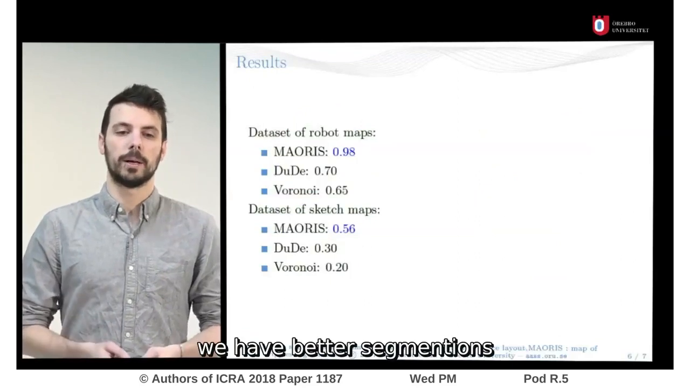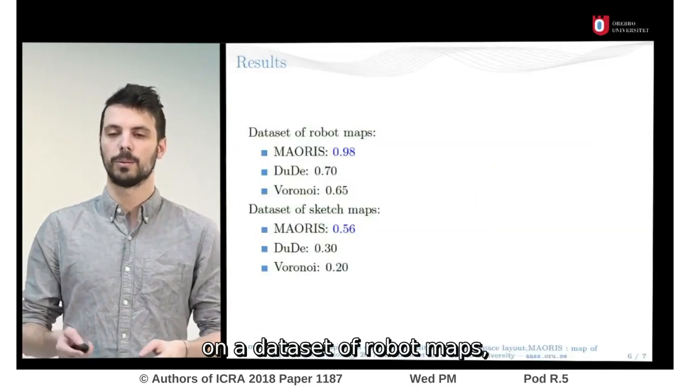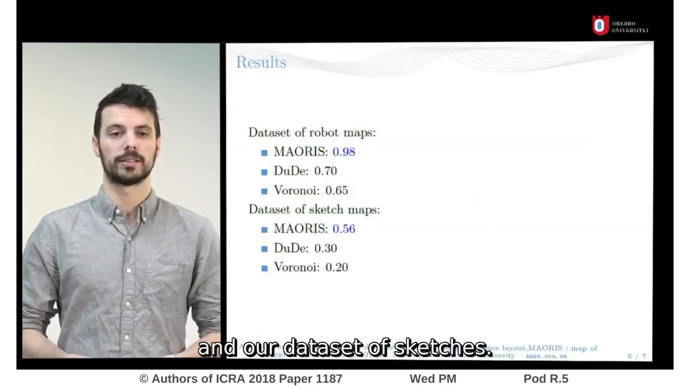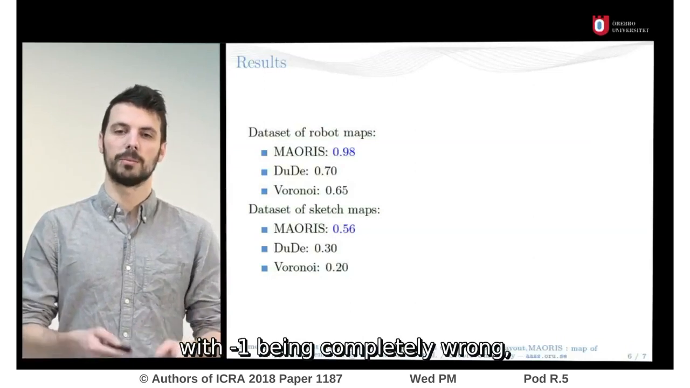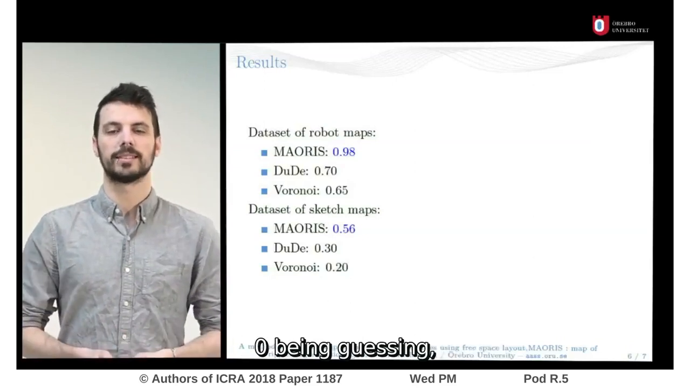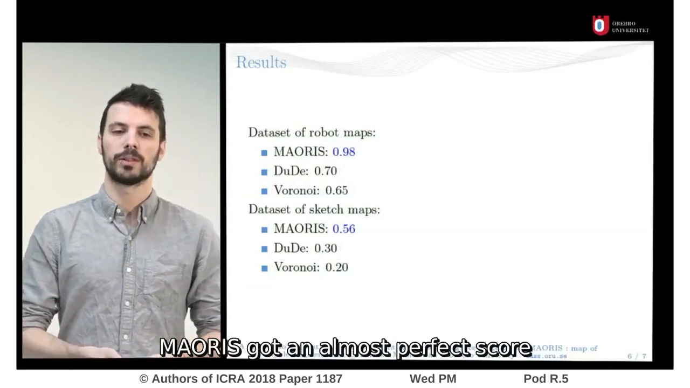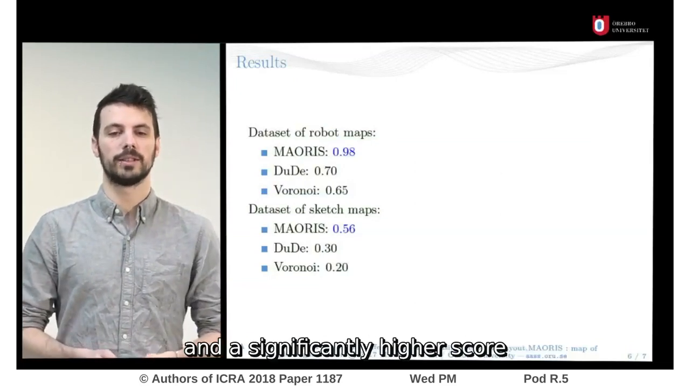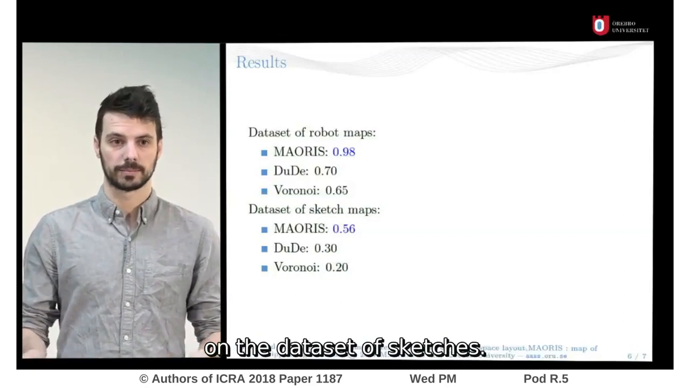In the end, we have better segmentation than the DUDE and Voronoi-based segmentations, on a dataset of robot maps and on our dataset of sketches. The MCC ranges from -1 to 1, with -1 being completely wrong, 0 being guessing, and 1 being a perfect score. MAORI got an almost perfect score on robot built maps and a significantly higher score than the two other methods on a dataset of sketches.